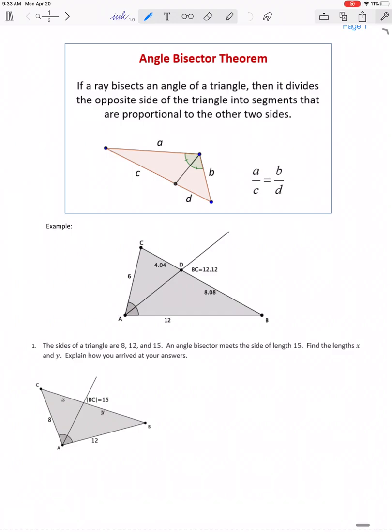Today we'll be talking about the angle bisector theorem. So what that says is if a ray bisects an angle of a triangle, then it divides the opposite side of the triangle into segments that are proportional to the other two sides.